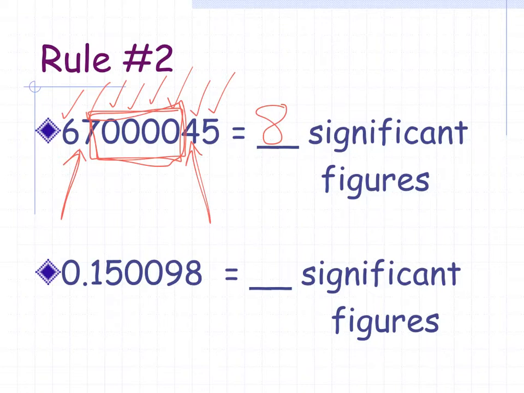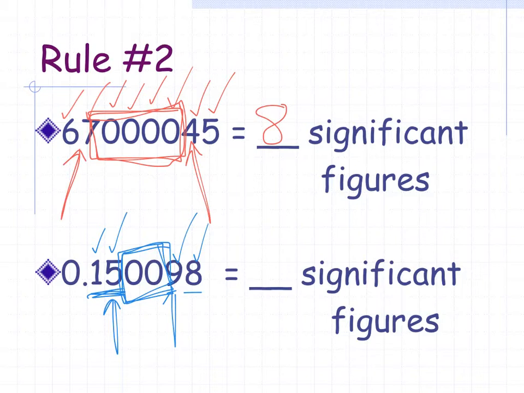Down below, when we look at this number, the 1 and the 5 are automatically significant. The 9 and the 8 are automatically significant. These are called sandwich zeros. They are sandwiched between the 5 and 9, so they are significant. We're not going to talk about this guy right now. But so therefore we say that this guy has 6 significant figures.